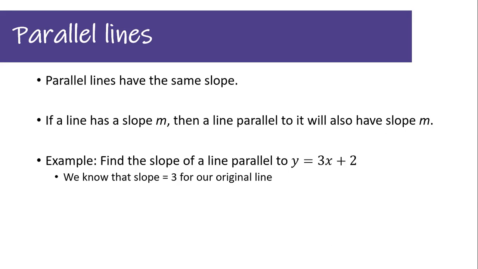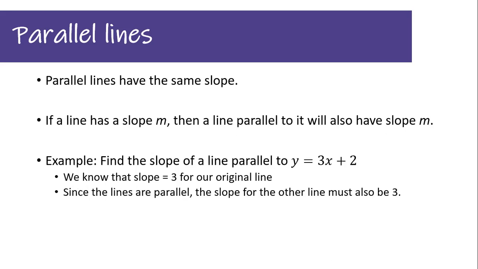So if you know that a line has a slope m, then a line parallel to it will have identical slope, also m. So for example, if we need to find the slope of a line parallel to y equals 3x plus 2, we need to consider the slope. Our original line is already in slope-intercept form, so we know that m equals 3. So our slope for our original line is 3. Remember that the lines are parallel. They have the same slope. So any line parallel to that original line must also have a slope of 3.